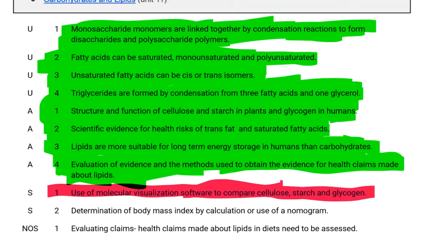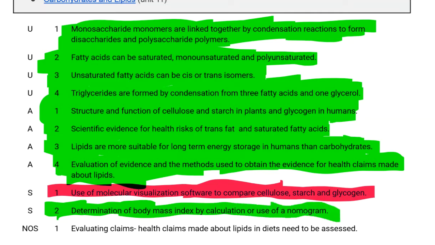Determination of BMI using a nomogram. A nomogram just lists height and then weight, and then you can determine whether they're overweight, perfect, normal, underweight, etc. So you need to be able to use a nomogram, but it's quite self-explanatory. In a question, they'll generally mention, "Oh, you're using this nomogram." So you don't need to memorize much on that. Just do a practice question before an exam.